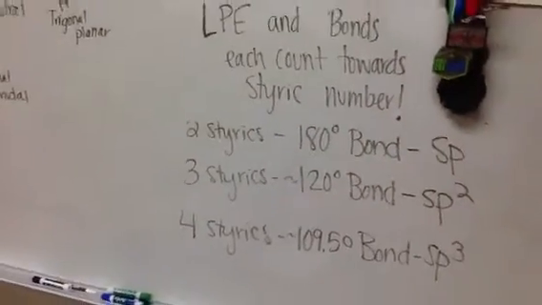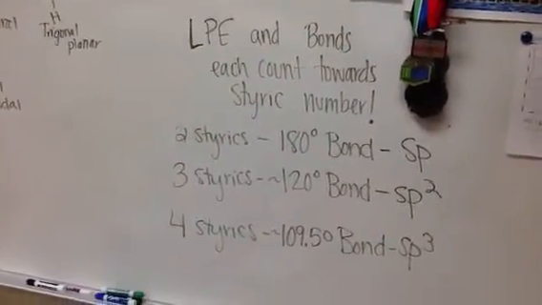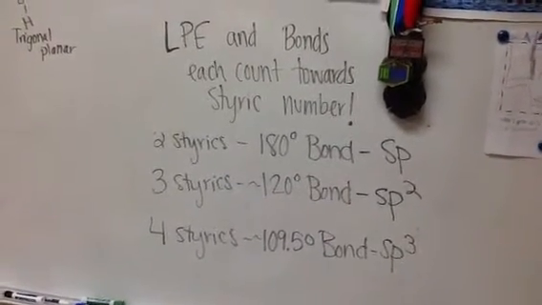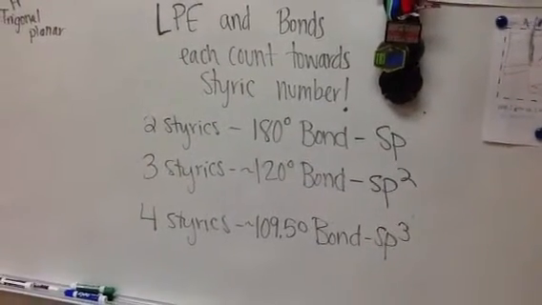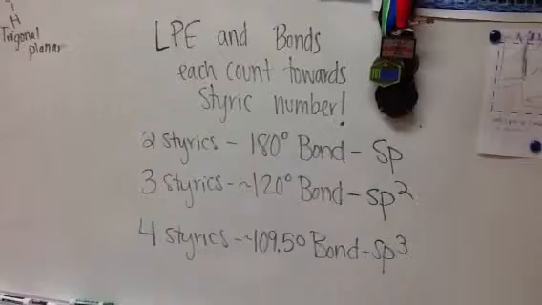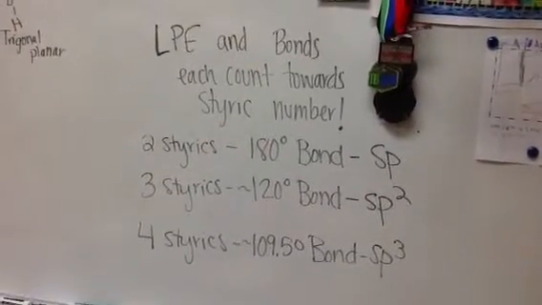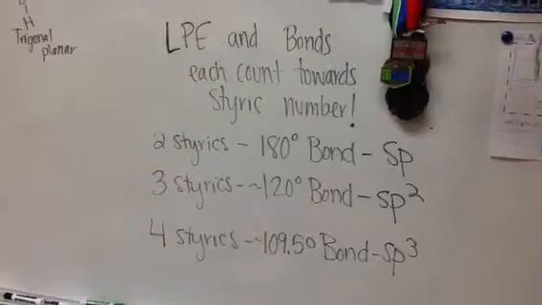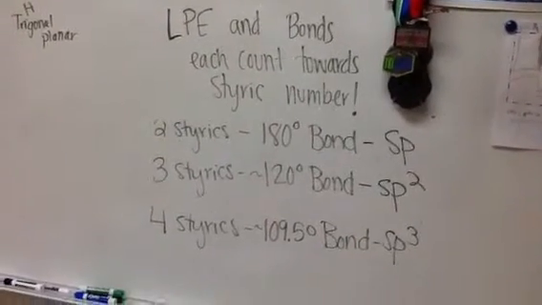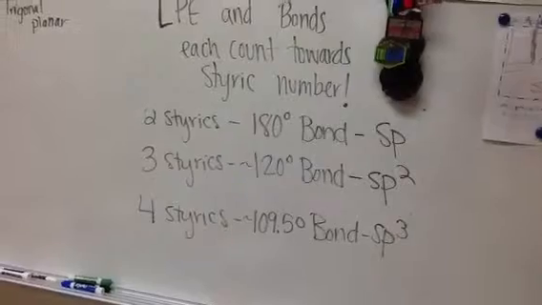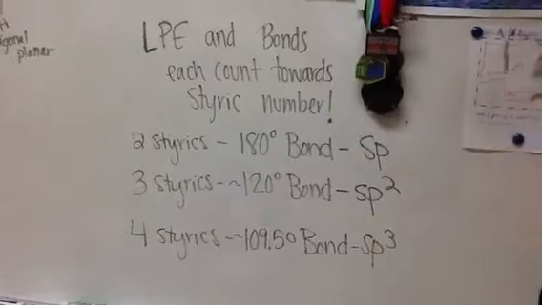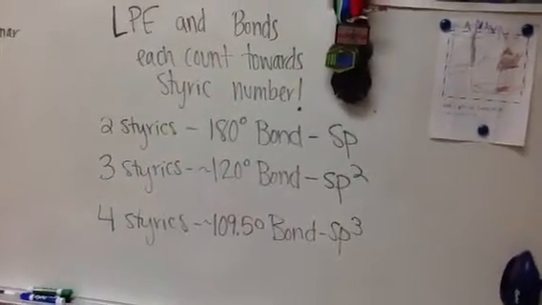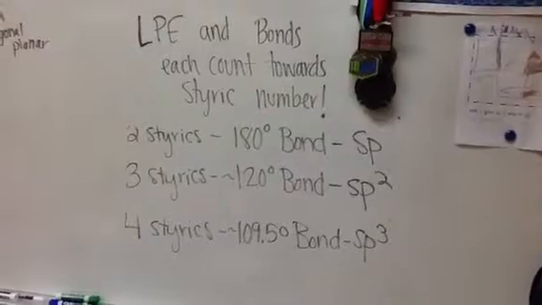For tomorrow, there is just a little bit of information that will help you. LPE stands for lone pair of electrons, and bonds each count towards the steric number. If you have 2 sterics, meaning either 2 atoms coming off, or an atom and a lone pair of electrons, or any situation where you have either a lone pair of electrons or a bond, and there are 2 of them, they're going to have 180-degree bond angles. When we start talking about hybridization, that will be an sp hybridization.